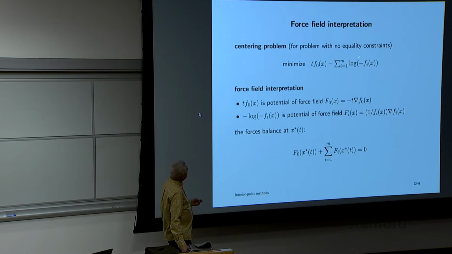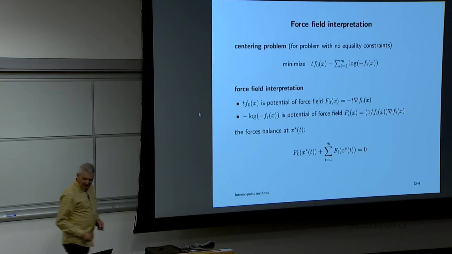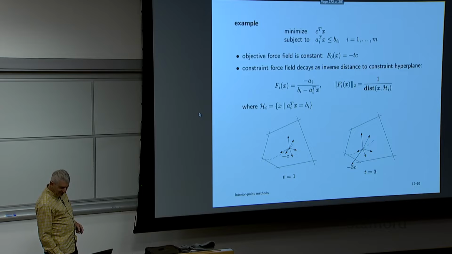And then this thing is going to be the potential of some force field. A force field is the negative gradient of a potential, so that's my force field. And here I have the potential of a force field associated with each constraint. At this central point, all the forces balance. It just means the gradients sum up to 0. So that's the picture, and let me show you some pictures about how you can look at that.